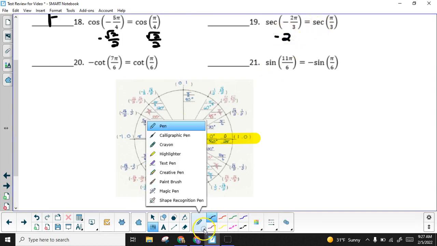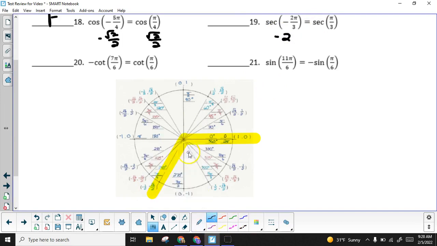Now what's the secant of pi over 3? Pi over 3 is in the first quadrant. It has an x value of 1/2, so it is positive, so that means the secant value of this one in the first quadrant is positive 2. We're comparing negative 2 with positive 2. They are not the same thing, so number 19 is false.